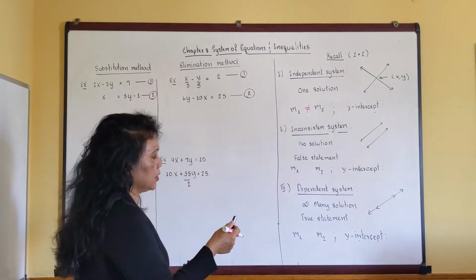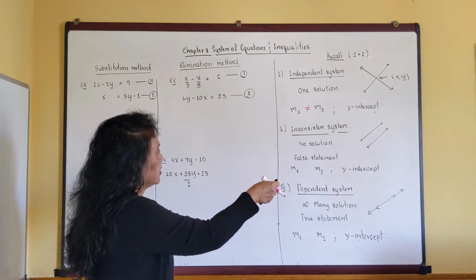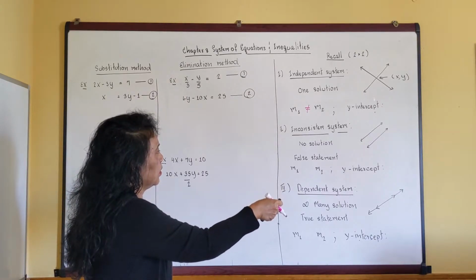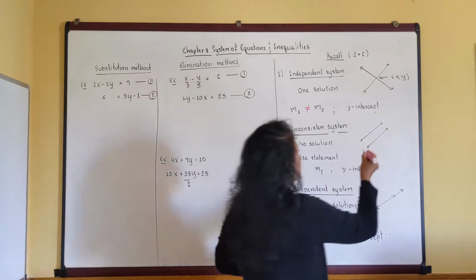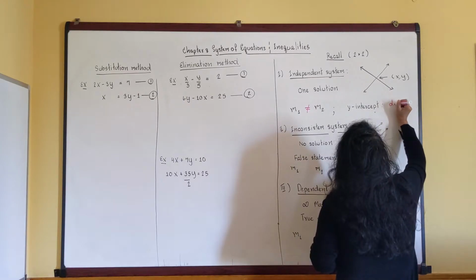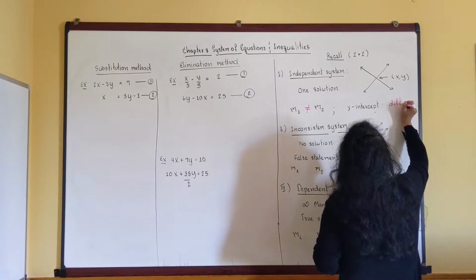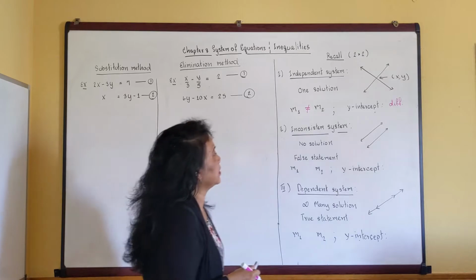And y-intercept. If you draw a vertical line here, that is the y coordinate. So the y-intercept will be different. They will cross y at a different point. So the y-intercept will be different.